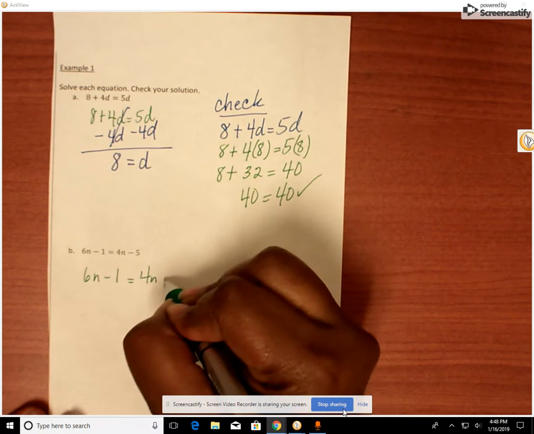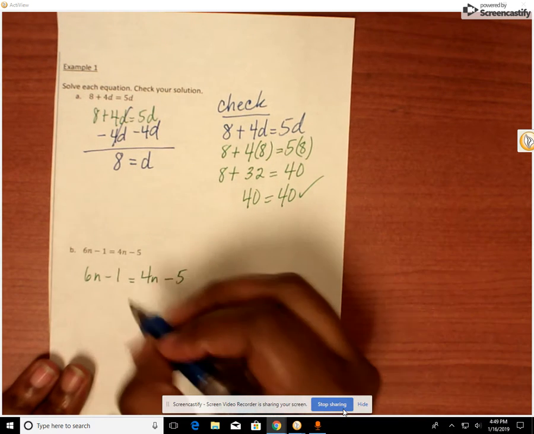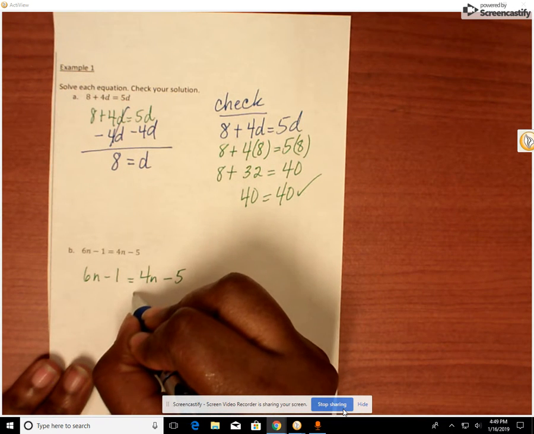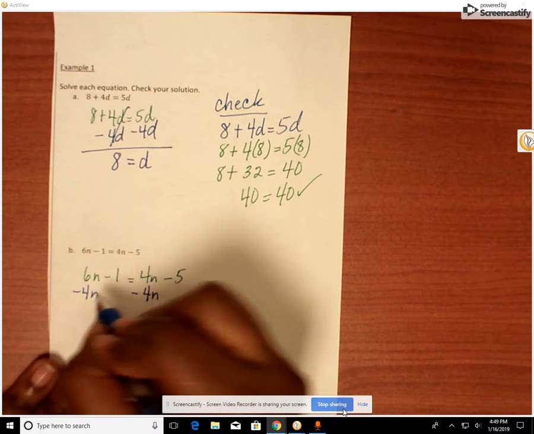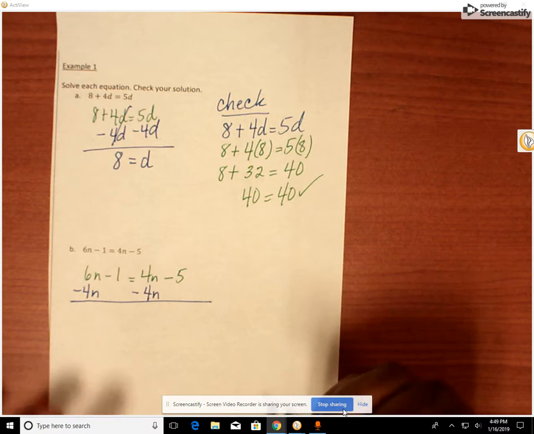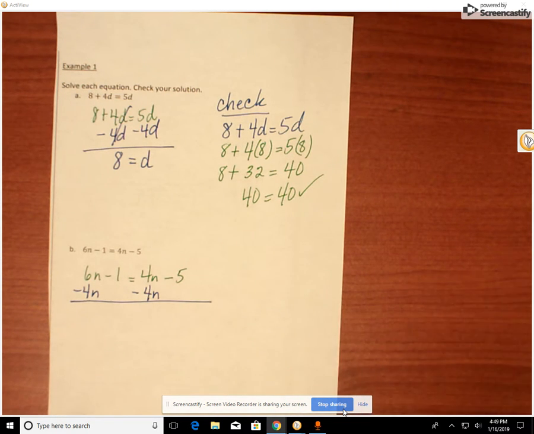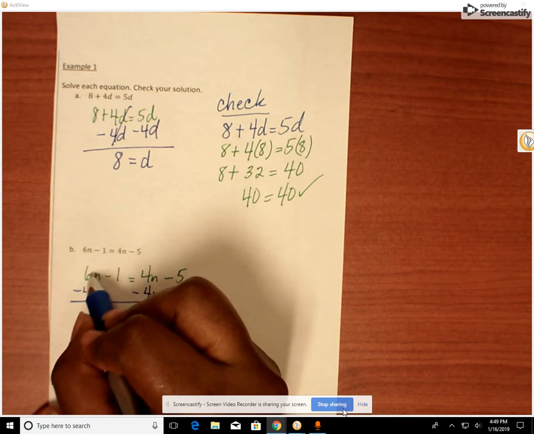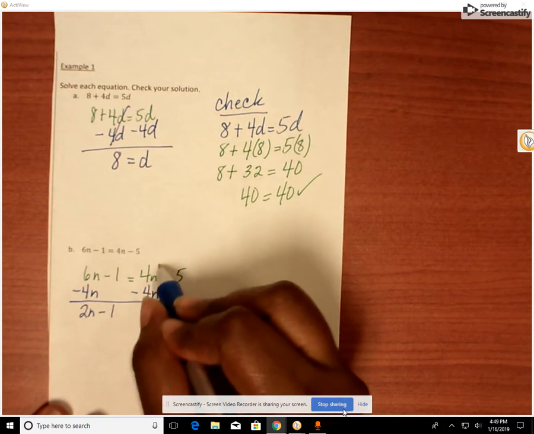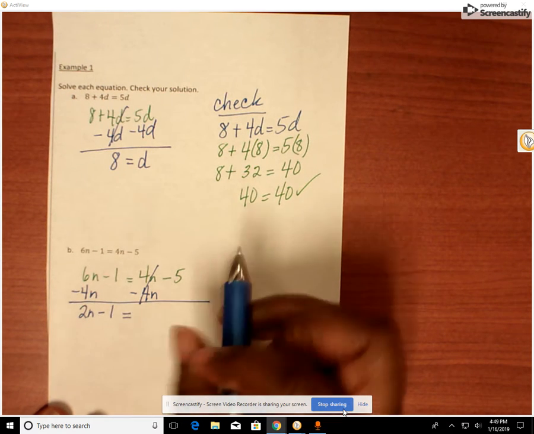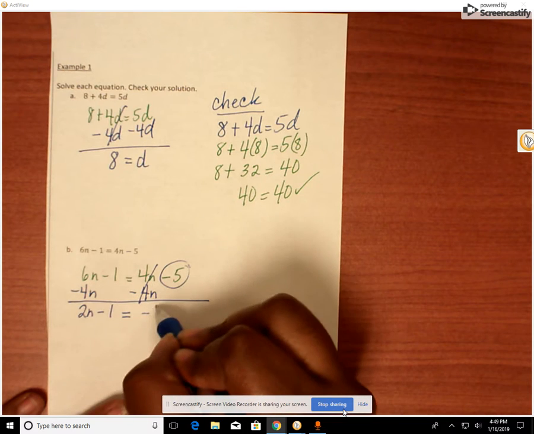So that means I need to move that 4n to my 6n. How do I move it? Well, I can only move by subtracting, because it's already positive, so the only way to make it become 0 or cancel out is to subtract 4n from both sides. 6n minus 4n is 2n minus 1. This cancels out to be 0. We brought down our equal sign. This is going to give me a negative 5.